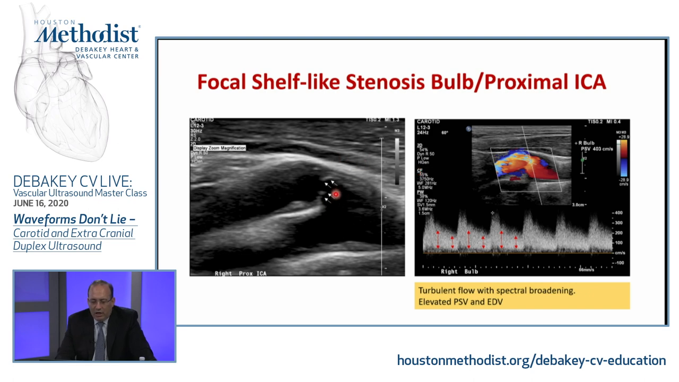Here, what do we have? This is a shelf-like stenosis, just a very focal stenosis that you can see. It's almost like a calcified valve in the venous system, right? So what we see is that we're measuring right at that stenosis. There are several things to look at in this image. There's a lot of turbulent flow. We can potentially open up this window a little more so we can get less aliasing. But again, you see a lot of spectral broadening, okay? You have very elevated peak systolic velocity, that's 403, and our end-diastolic velocities are about 200 or slightly less. So we know that that is a severe stenosis.